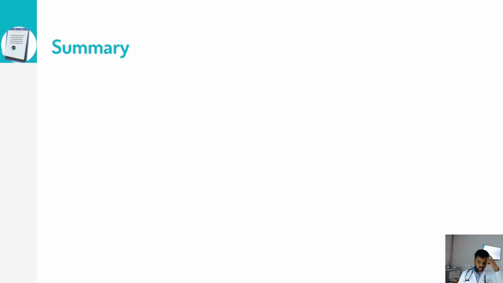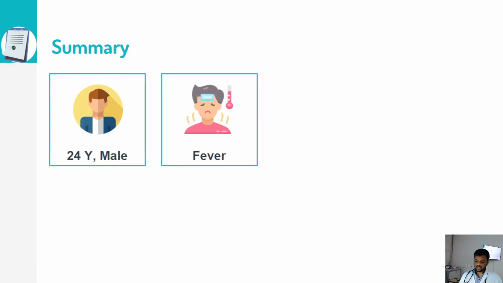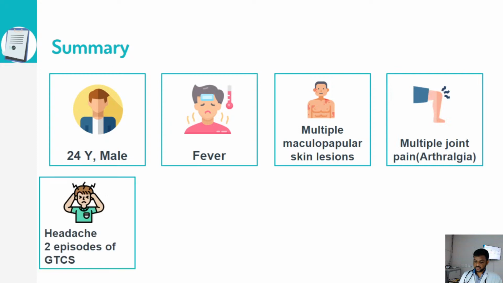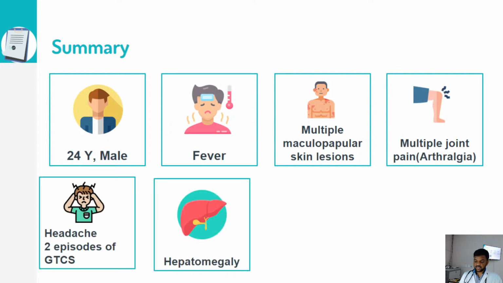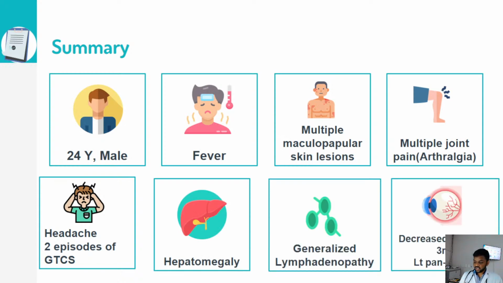So, based on the history as well as clinical examination, summarizing the case, we have a 25-year-old male with fever, multiple maculopapular skin lesions, multiple joint pain, headache, and 2 episodes of GCS. Then on examination he has hepatomegaly, generalized lymphadenopathy, and decreased visual acuity as well as left eye panuveitis. So a patient with these complaints, along with the skin examination, is mostly suggestive of infective etiology.